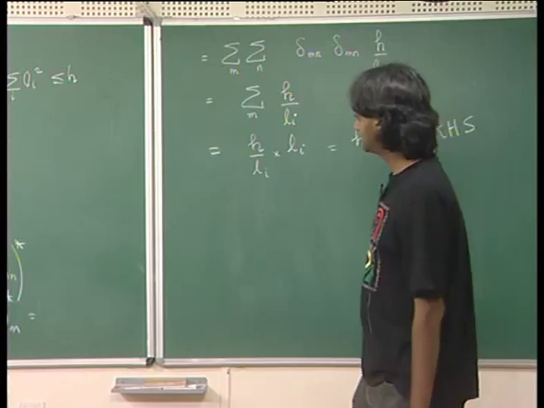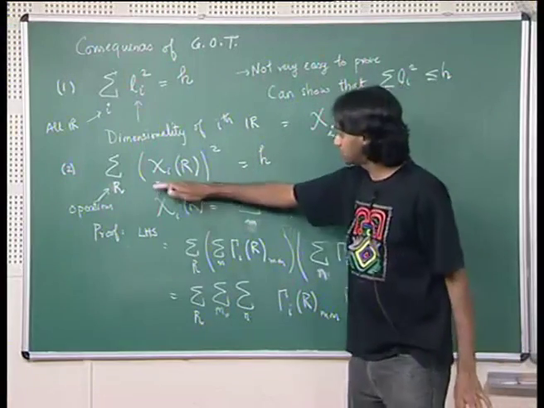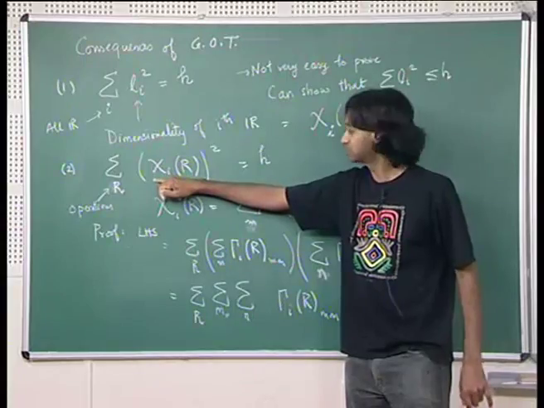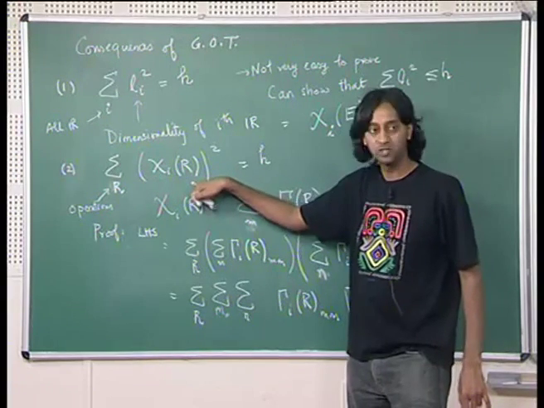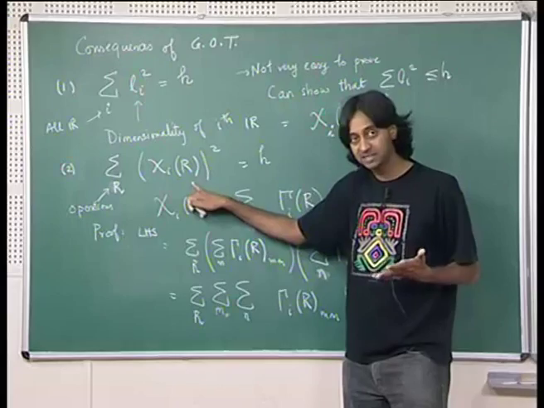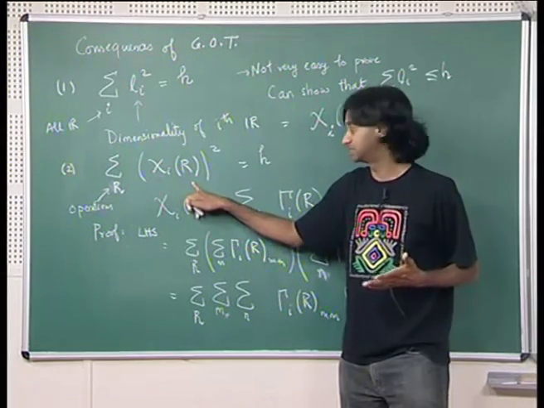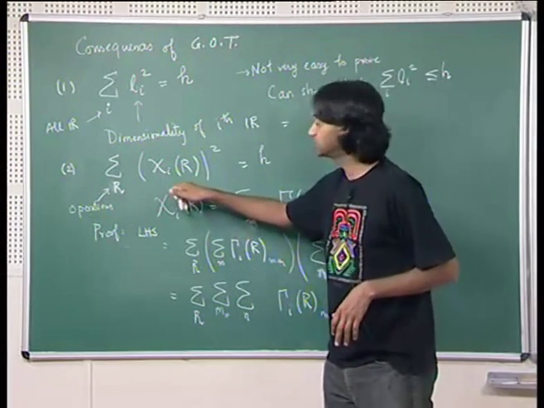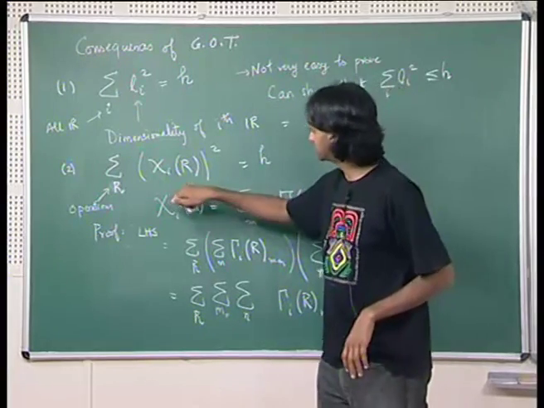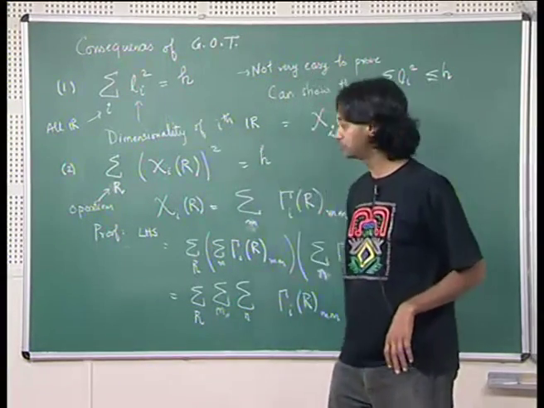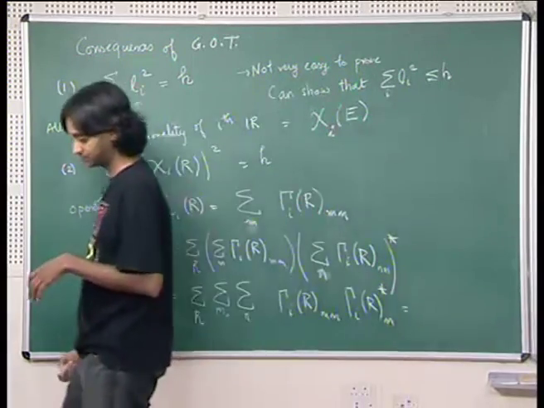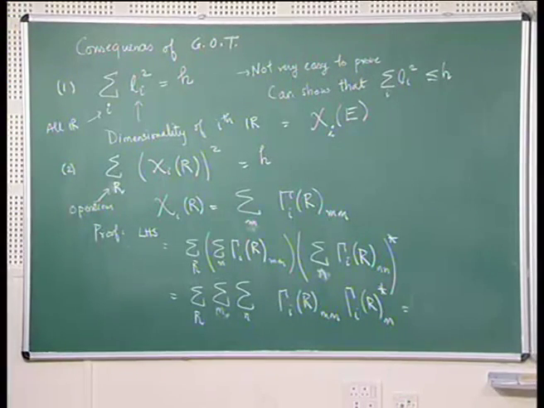This is an extremely useful relation, because it relates the characters of the irreducible representations to the characters of the operations, and it is the characters of the operations that appear in the character table. This and the previous one will turn out to be two of the most useful relations that we will use. Then we'll mention two more things.